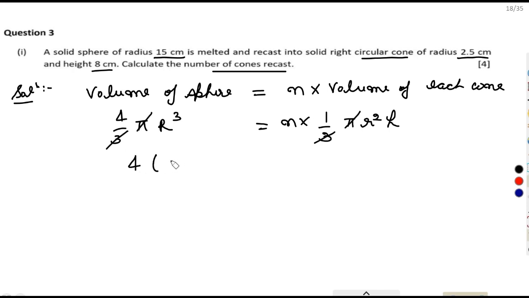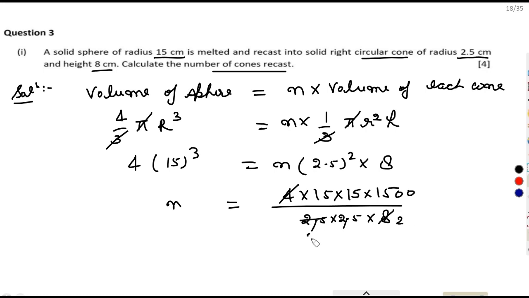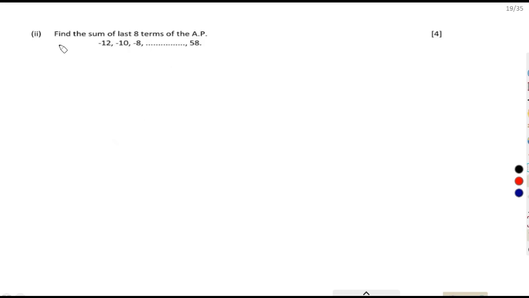Radius of the sphere is 15 and cone is 2.5 and height is 8. Number of cones are 270. Second part, find the sum of last 8 terms of this AP. Term will be 56. After subtracting 2, then 54.